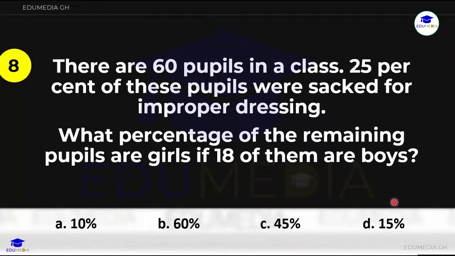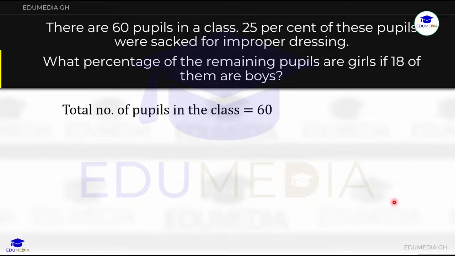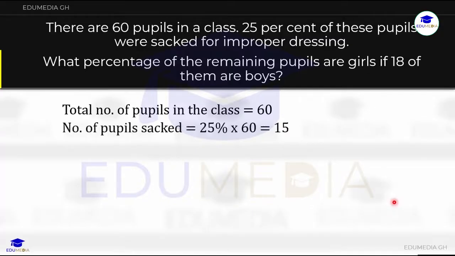Question number 8. There are 60 pupils in a class. 25% of these people were sacked for improper dressing. What percentage of the remaining people are girls if 18 of them are boys? What we know from the question is that there are 60 people in a class. We also know that the percentage of people sacked from the class for improper dressing is 25%, and it's 25% of the total number of people in the class. Hence, we can go ahead and compute that. That's 25% times 60, and that means we have 15 people that were sacked out of the class.